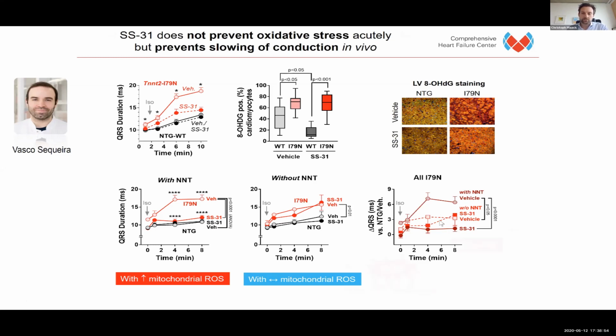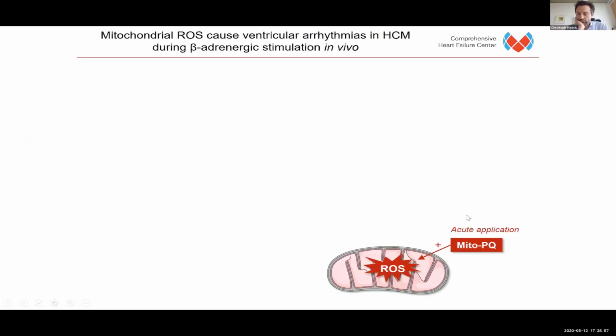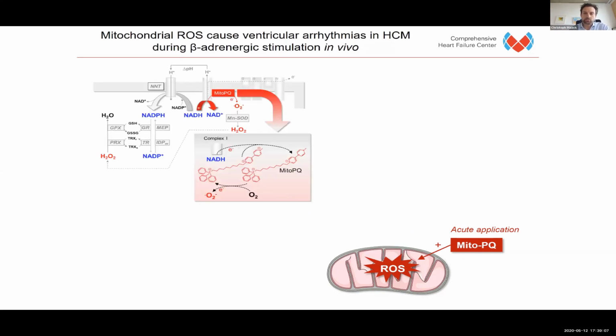Okay, so finally, we were thinking, let us induce mitochondrial ROS artificially and see what happens to arrhythmias. And we did this by using the compound mitoparaquat.